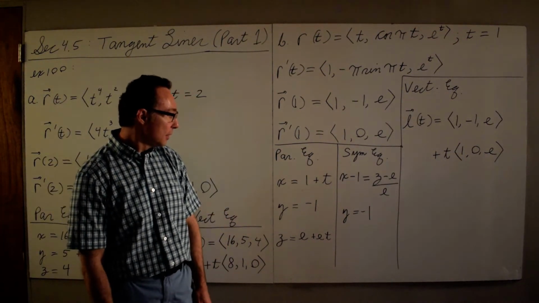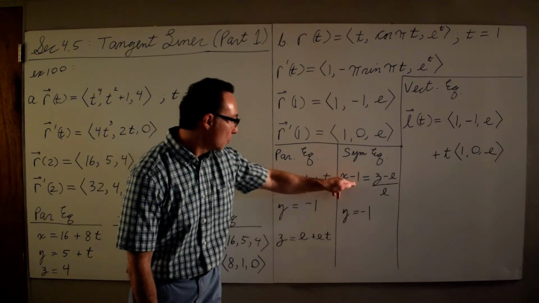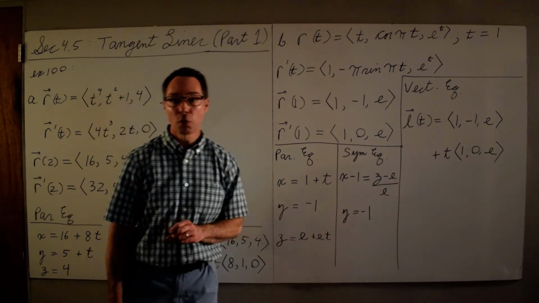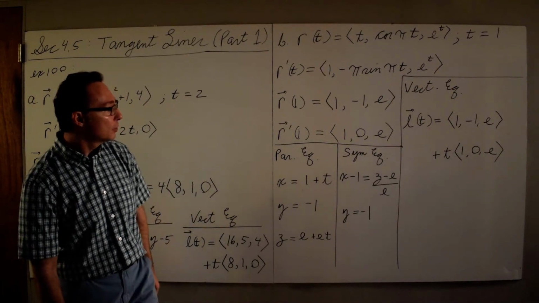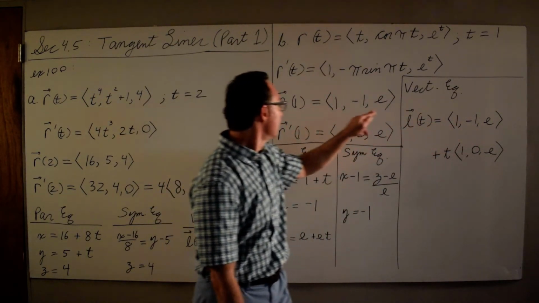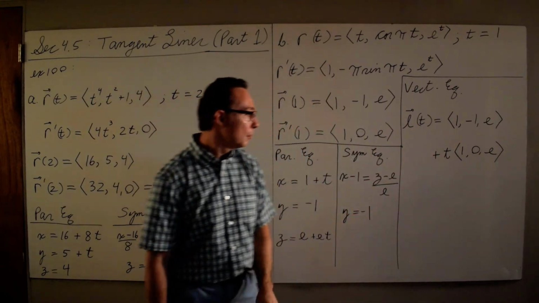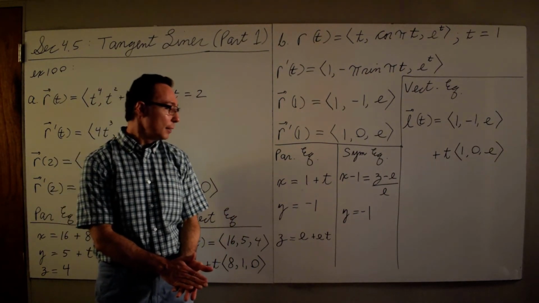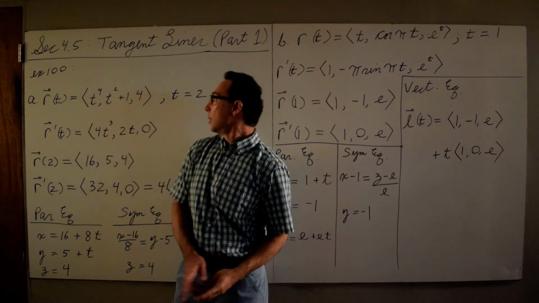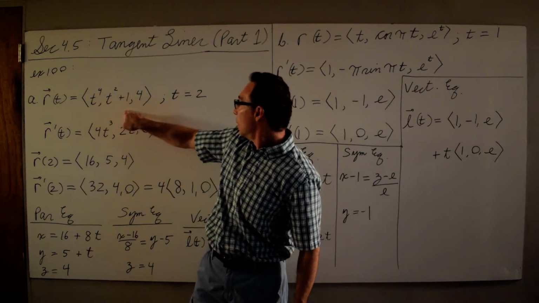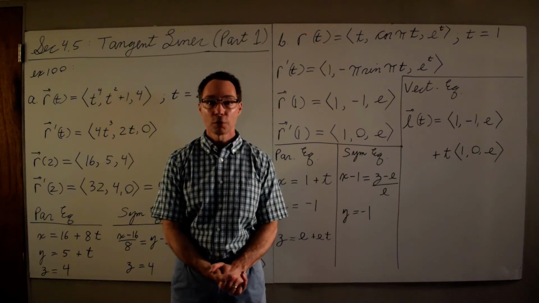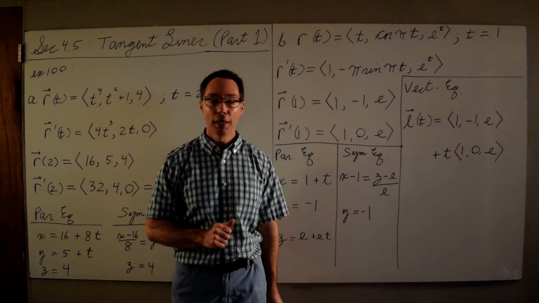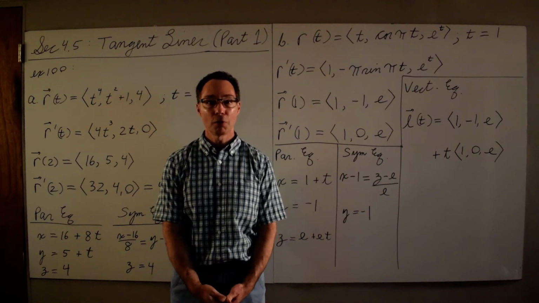For the symmetric equations, again, solve for t. Here we have x minus 1, here we have z minus e divided by e, and here there's no t, so we just have y equal to negative 1 by itself. And then the vector equation starts with our vector 1, negative 1, e, plus t, our parameter, times the direction vector 1, 0, e. So again, for the equation of a line, we need a point and we need a direction vector. To get the point, we substitute into the function we're given, just like we did in Calc 1. And to find the direction of the tangent, we plug the number into the derivative, like we did in Calc 1. It's just a little bit different because we're dealing with vector valued functions instead of real valued functions.